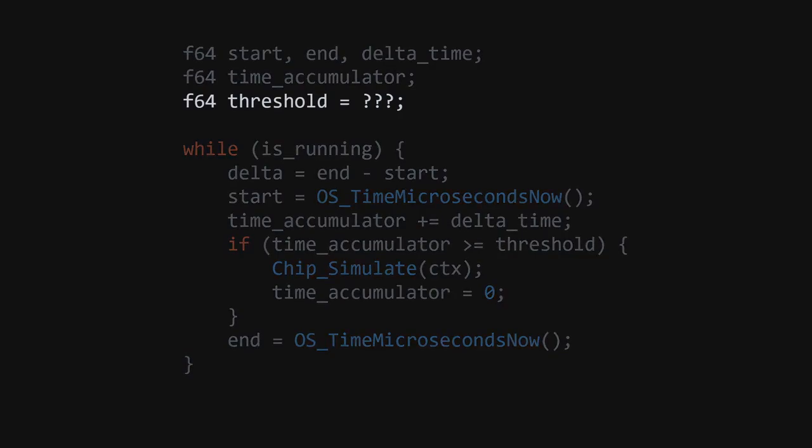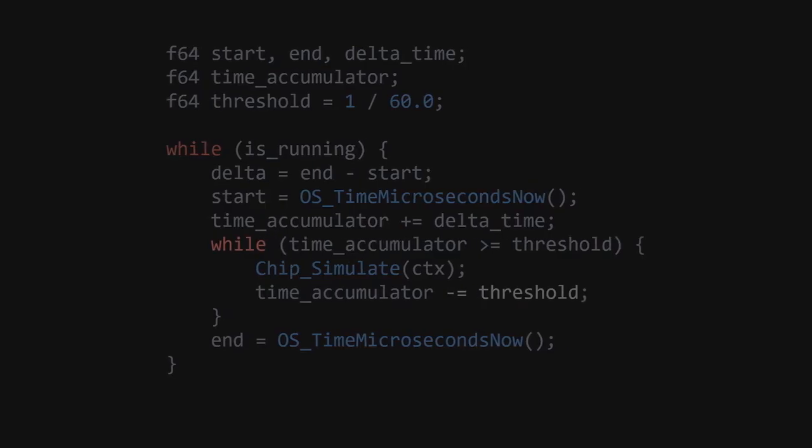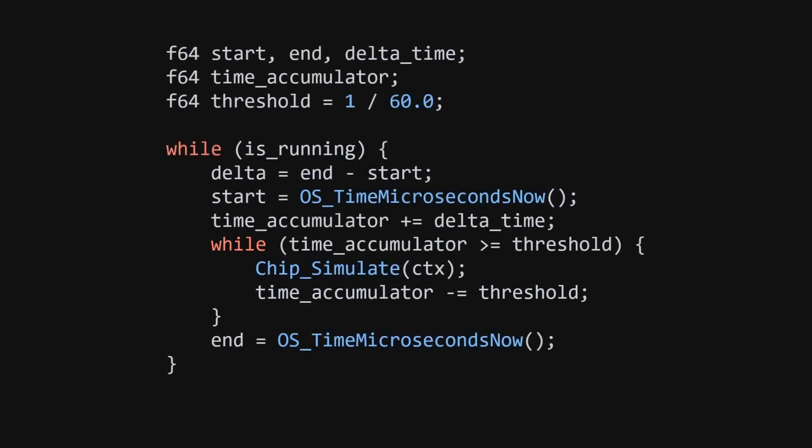So how do we calculate this threshold? Well, it's just 1 over the amount of ticks per second. For example, if you want something running at 60 Hz, you would just keep the threshold at 1 over 60. To handle over accumulation of time, we can just convert the if statement into a while loop. But the core logic of this whole thing remains the same.